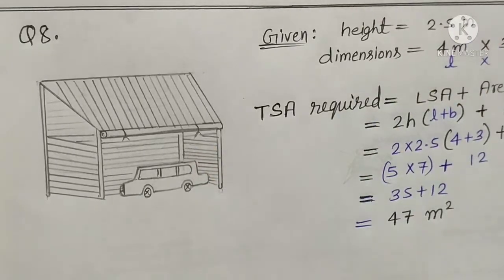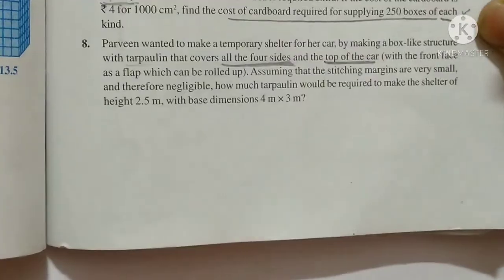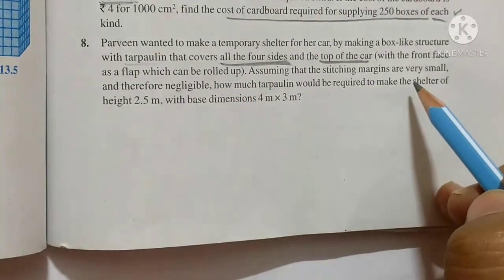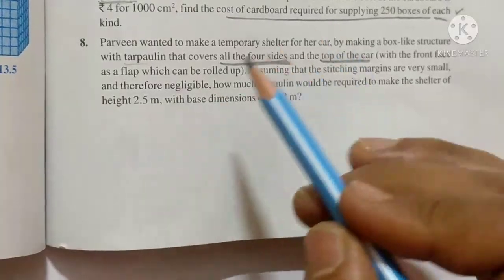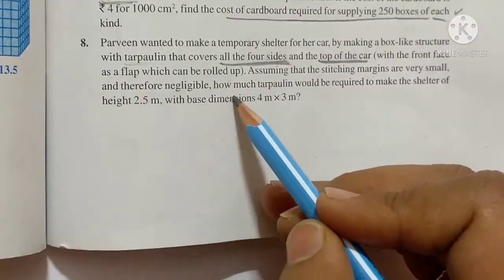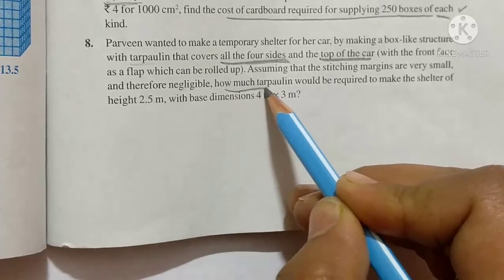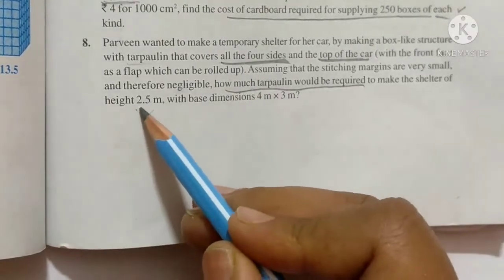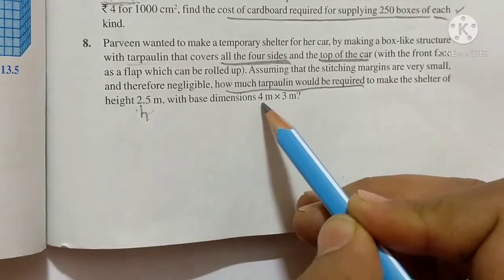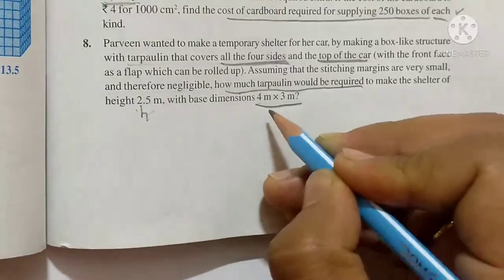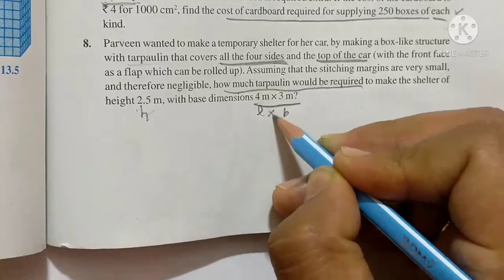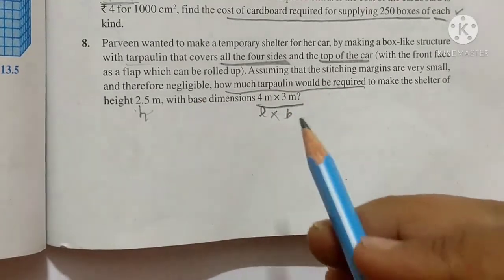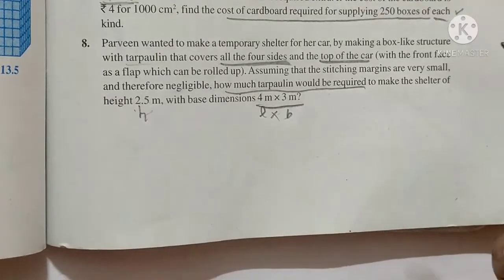Now read the full question, what they are asking. Assuming that the stitching margins are very small and we need to just ignore them, so they are negligible, how much tarpaulin would be required to make the shelter of height, it means h, given 2.5, and dimensions 4 meter into 3 meter. It means length and breadth are given. Length, breadth and height, all three things are given. So we need to find how much tarpaulin we need to make this shelter.